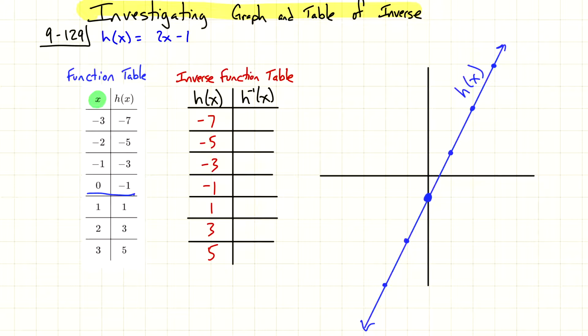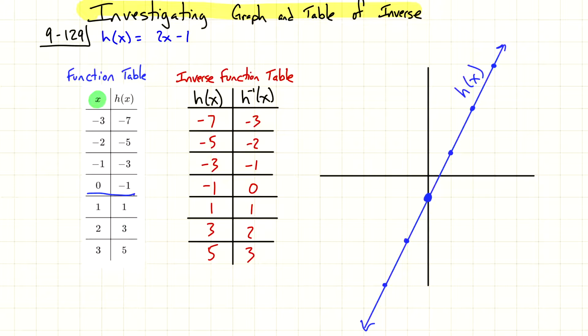Well, if it's the inverse function, then all the new outputs must be the original inputs. So I could just copy those: -3, -2, -1, 0, 1, 2, and 3. That's probably the easiest. If you have a table, you could just switch the input and output, and now you have a new table.